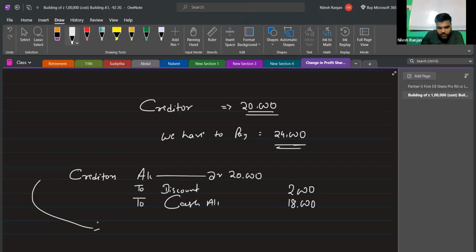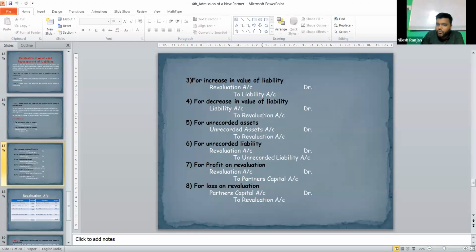This entry is now converted in this entry: liability account debit to revaluation. Besides writing the discount account, we have written revaluation account here. And there is no payment right now. That's why it is written liability account debit to revaluation, because the value is decreased only. If there is payment, then we have to write liability account debit to revaluation account to cash. But there is only decrease in value. That's why we will write only liability account debit to revaluation 2,000.